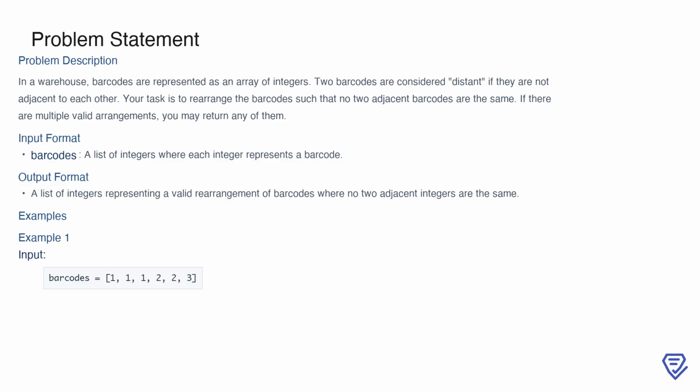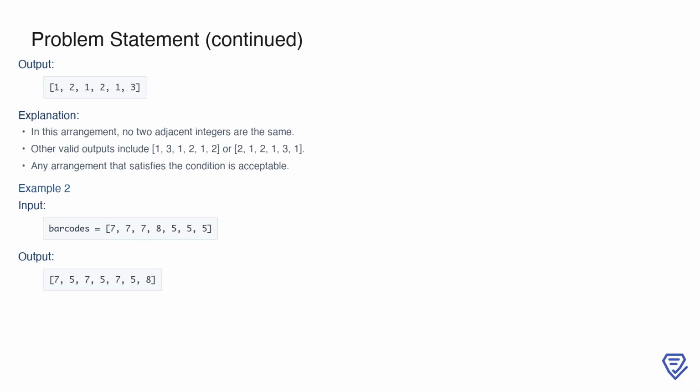Let's look at an example to understand this more clearly. For the input barcodes 1, 1, 1, 2, 2, 3, one possible output is 1, 2, 1, 2, 1, 3. In this arrangement, no two adjacent integers are the same. For example, the first and second elements, 1 and 2, are different, as are 2 and 1 in the next pair. While this is one valid solution, there can be other valid outputs, such as 1, 3, 1, 2, 1, 2, or 2, 1, 2, 1, 3, 1. Any arrangement that meets the condition of having no two adjacent integers be the same is acceptable.